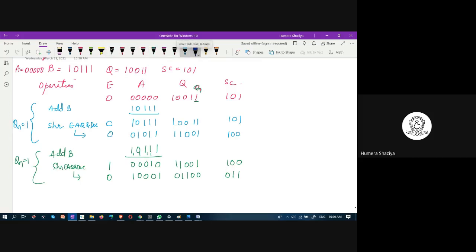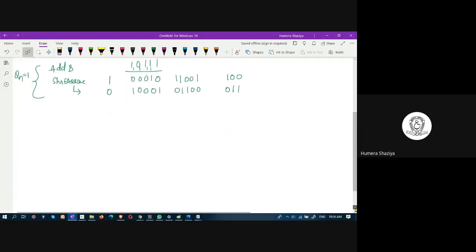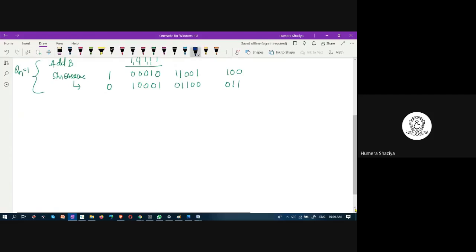Now the third. What is happening in the third iteration? You have to check Qn. Qn is now 0. When Qn is 0, what do you do? Shift right directly. Only 2 operations: shift right EAQ and decrement.